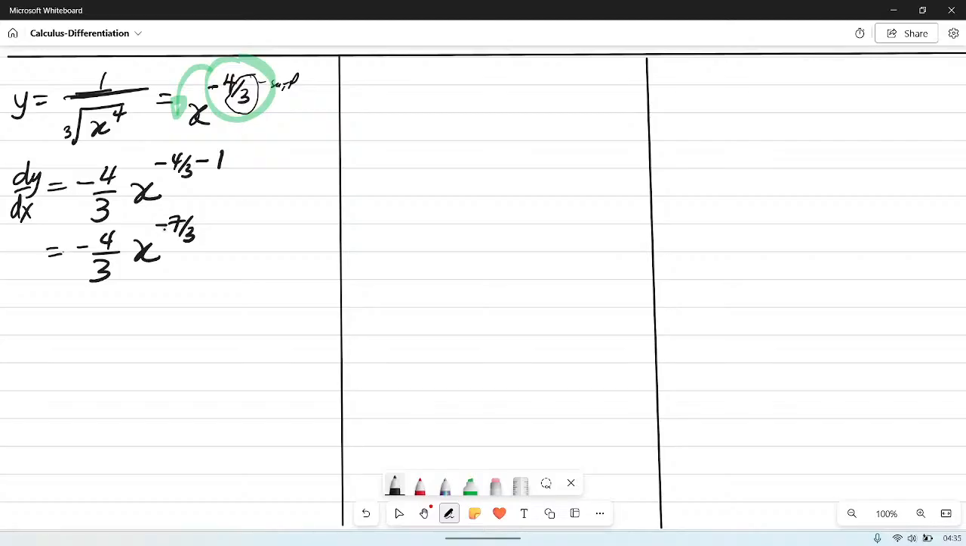Now, we want to bring it back as a fraction. It becomes negative 4 at the top. Then all this comes down. All the x elements, because of the negative, it becomes 3 x raised to the power 7 over 3.